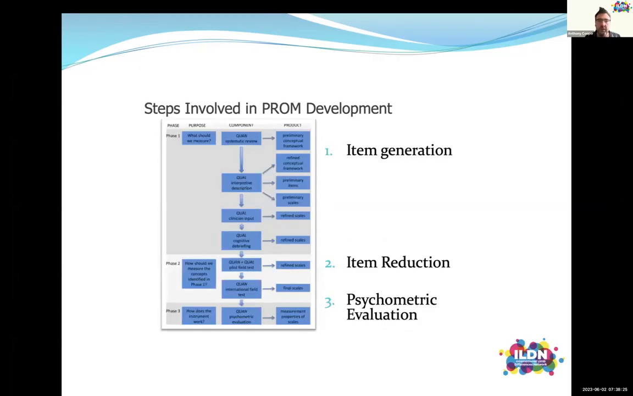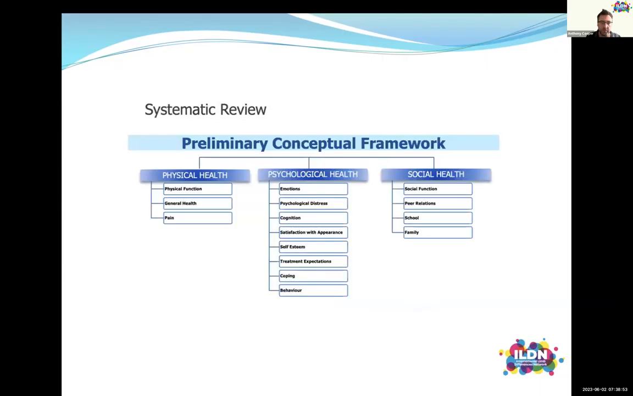There are several steps in this. The first one is item generation, which is where you identify through both qualitative and quantitative measures a preliminary conceptual framework and items and scales. And these are then refined. So you end up with a huge number of potential items that you could be asking. The next step is to reduce those items, and then finally is a psychometric evaluation of the responsiveness of these tests. And I'll talk a little bit more about these steps as we go forwards.